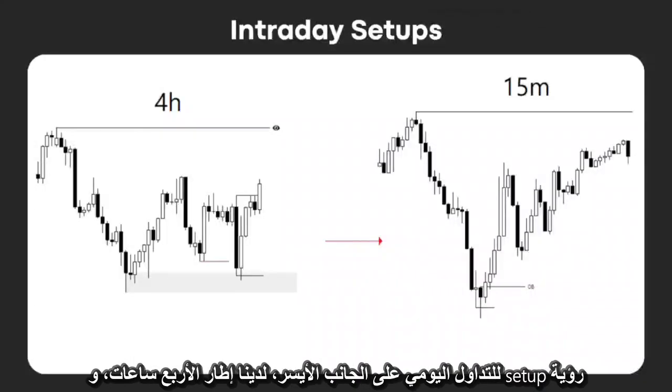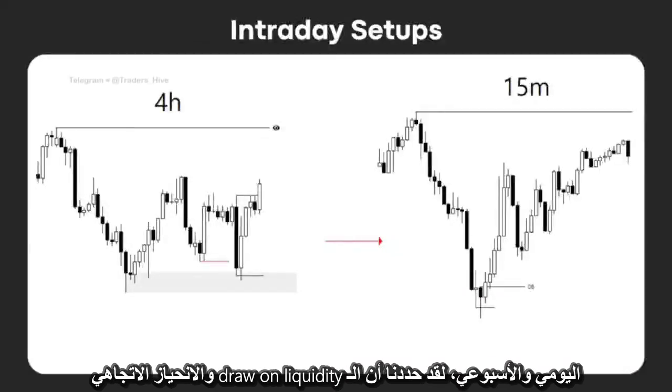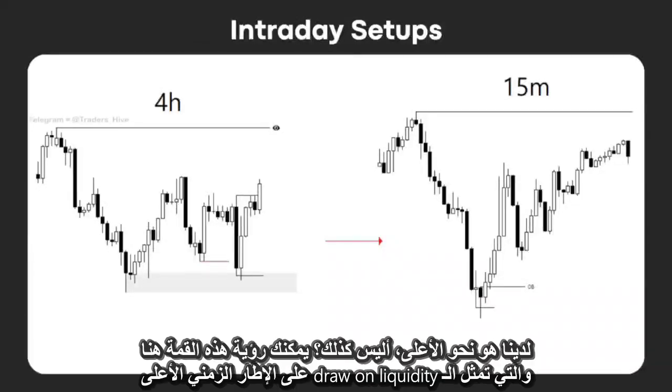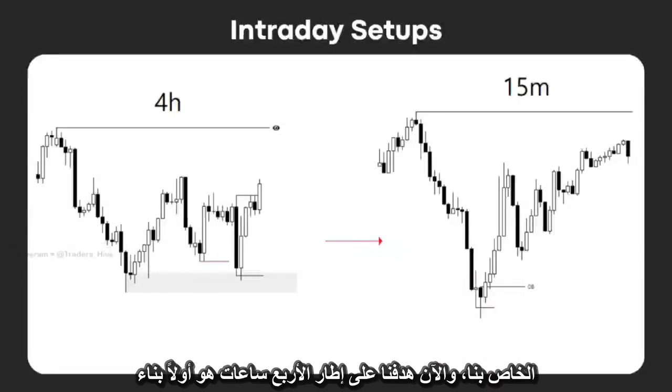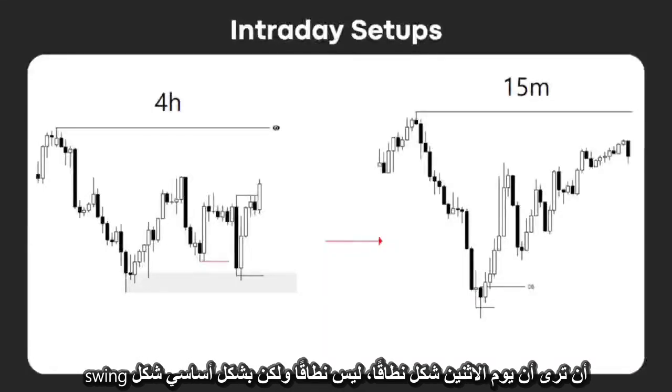Here, right here, you can see an intraday setup. On the left hand side, we've got the 4 hour time frame, and on the right, we've got the 15-minute time frame. You can see based on our high time frame daily and weekly analysis, we've determined that our drawn liquidity and our directional bias is higher. You can see this high right here, which is our high time frame drawn liquidity. And now our objective on the 4 hour time frame is to first of all build a time and price based narrative.